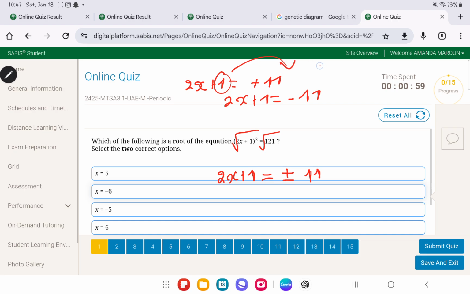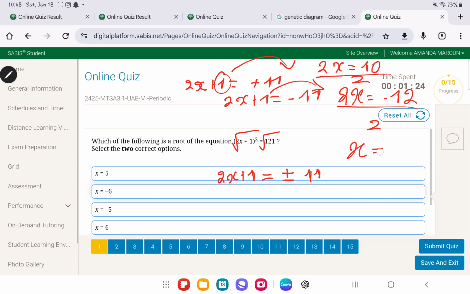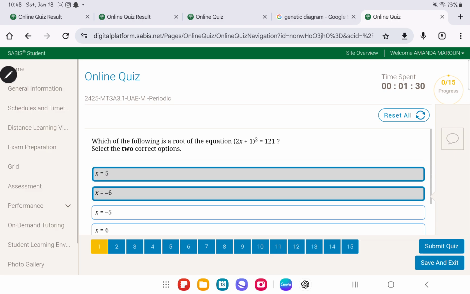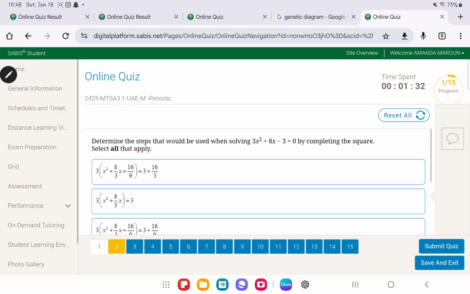So move this to the other side, we get 2x is equal to 12. 2x is equal to 10. You move this one to the other side, you get 2x is equal to minus 12. Okay, so then if we divide both sides by 2, we are gonna get x is equal to 5 and x is equal to minus 6. So the two correct answers are 5 and minus 6.